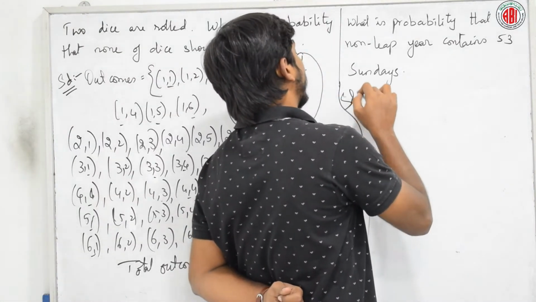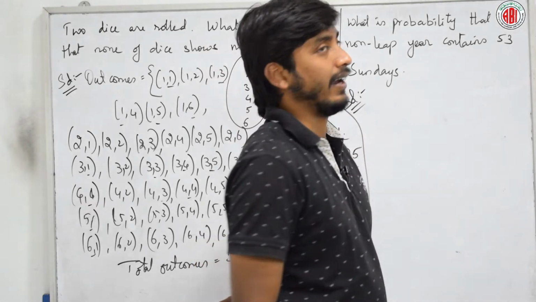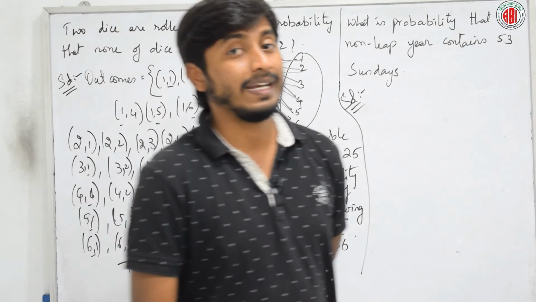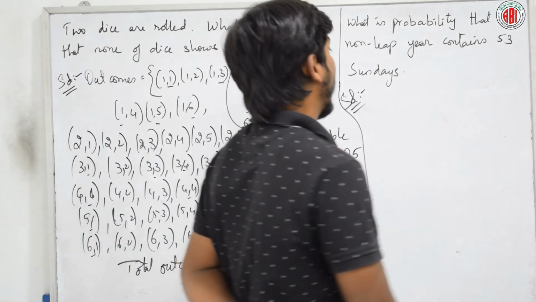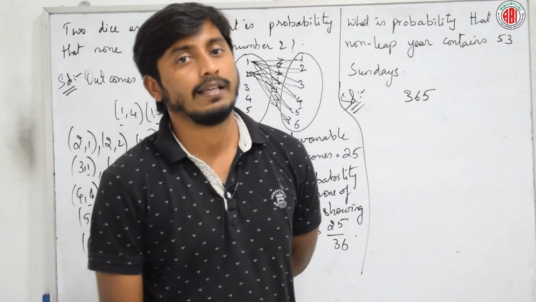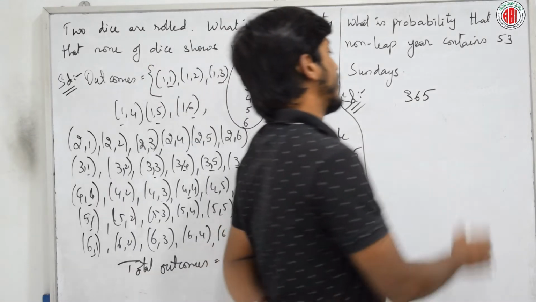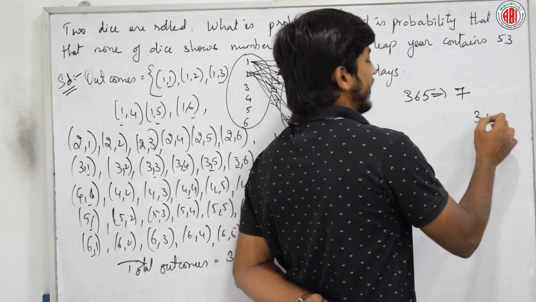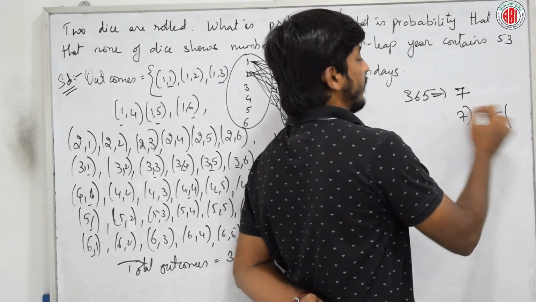What is the probability that a non-leap year contains 53 Sundays? A non-leap year, what does that mean? How many days do we have? We have 365 days, right? Out of which we will have 7 days a week. So just calculate how many weeks do you have?